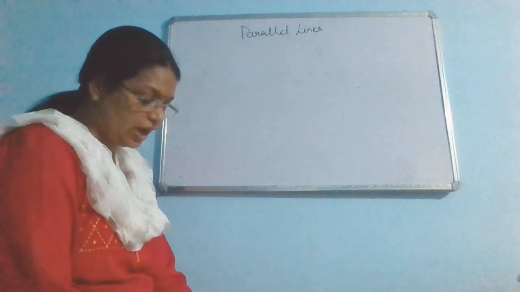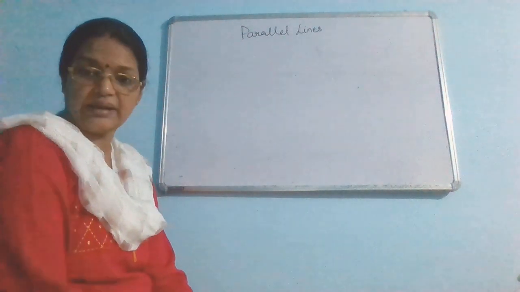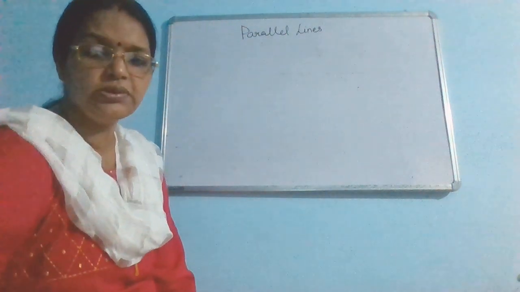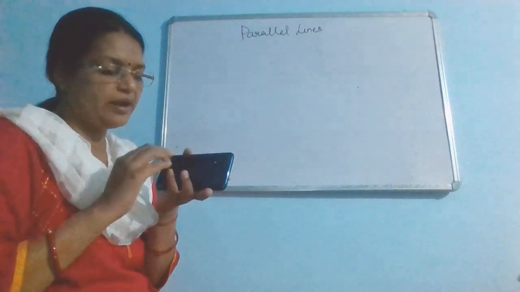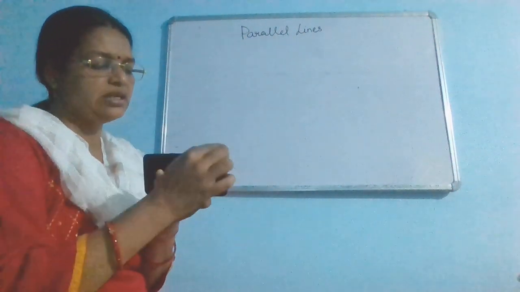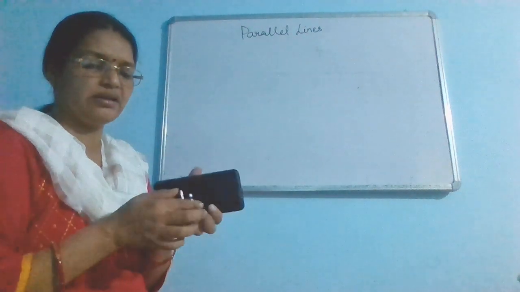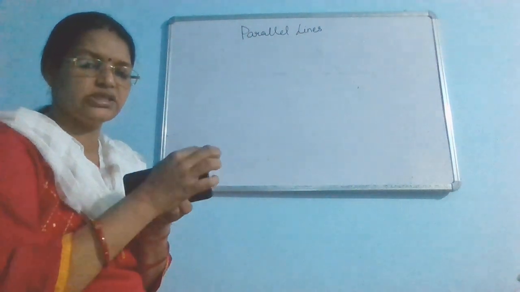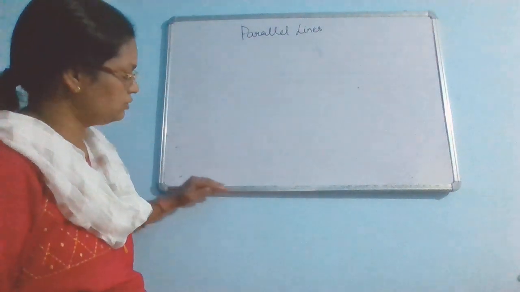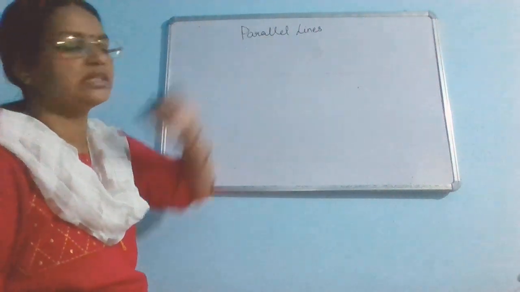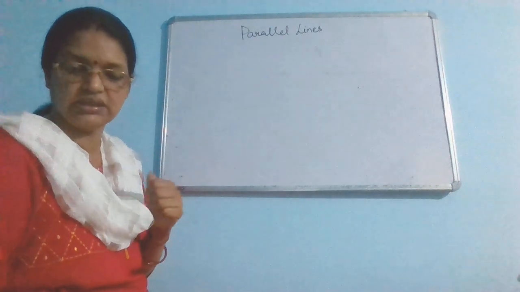If I say give me some examples, I can show you students this mobile phone. The mobile phone which I am holding, these two edges are parallel. They never meet, so they are parallel lines. This board's opposite sides are parallel, so they never meet.